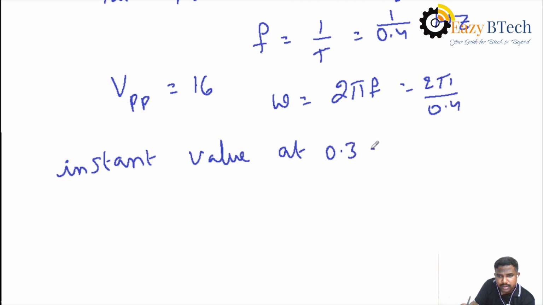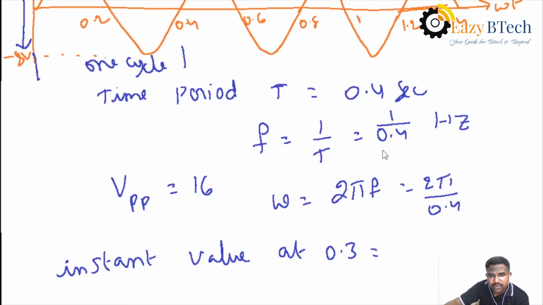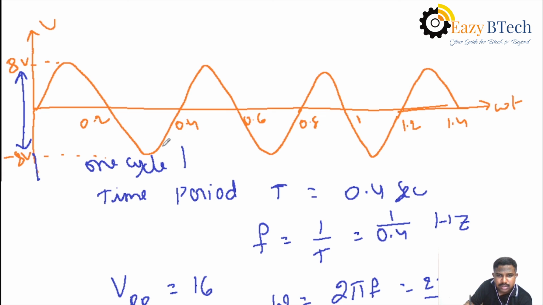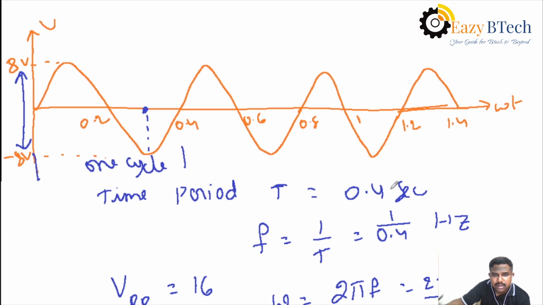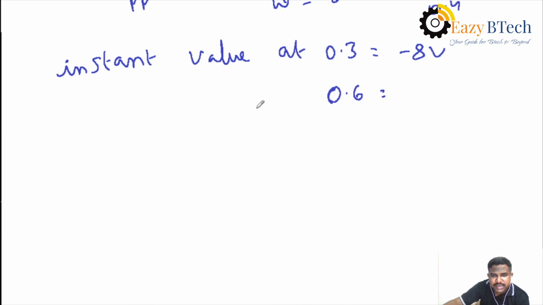at 0.3. Then in the given waveform, where is the 0.3 value? The 0.3 is the middle term here. At this middle term, 0.3, the value is maximum, but it is a negative peak value. That's why the value is minus 8 volts. Similarly, what is the instantaneous value at 0.6? That means 0.6 is here. At 0.6, at this point, the value will be 0. That's why the instantaneous value at 0.6 will be 0.